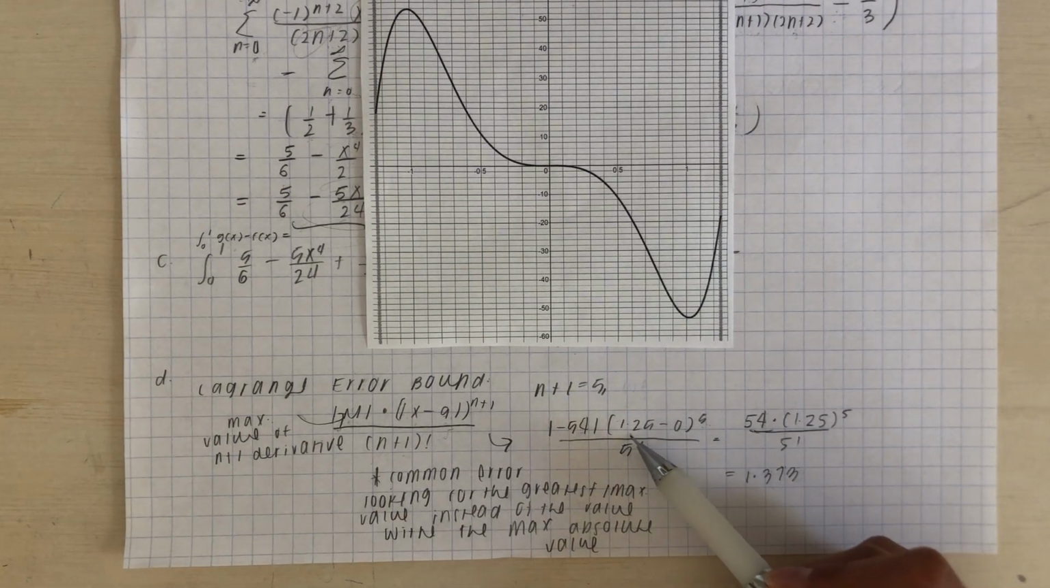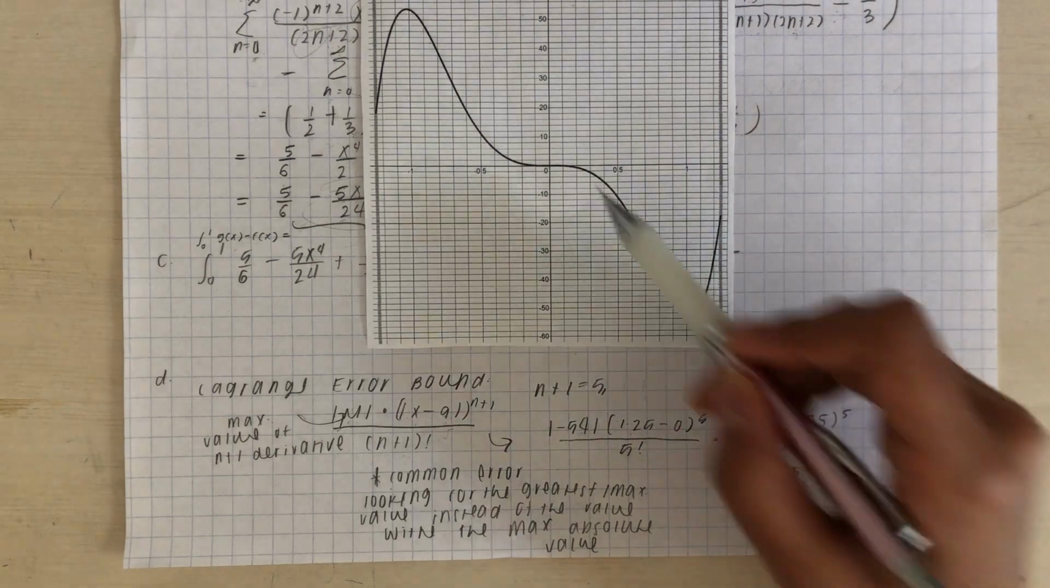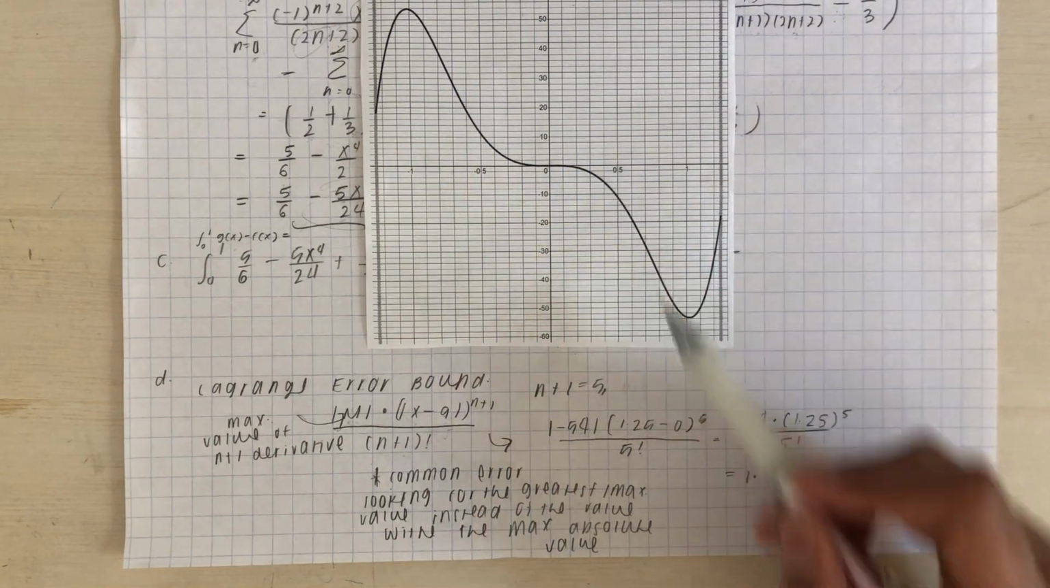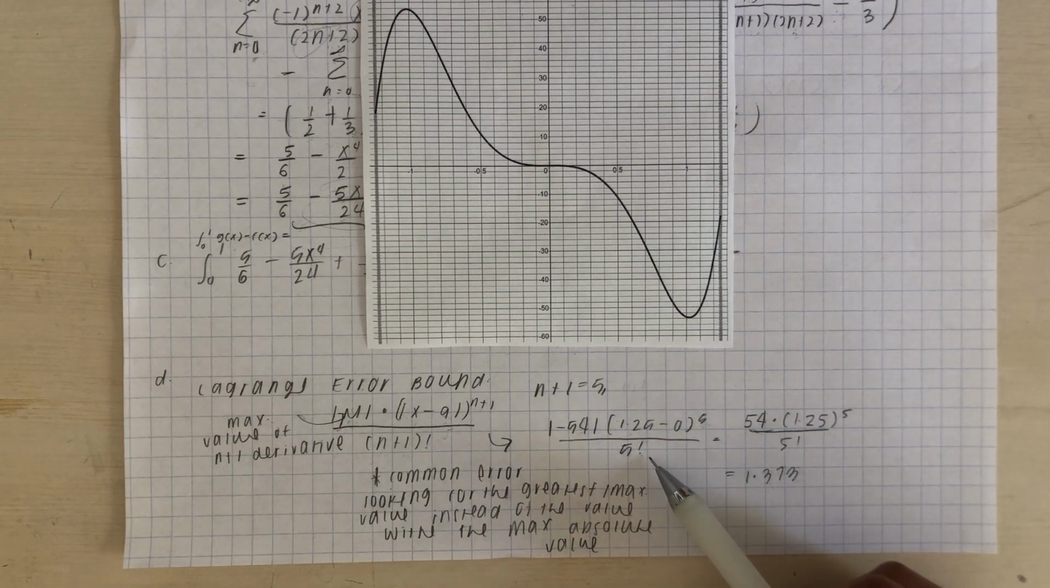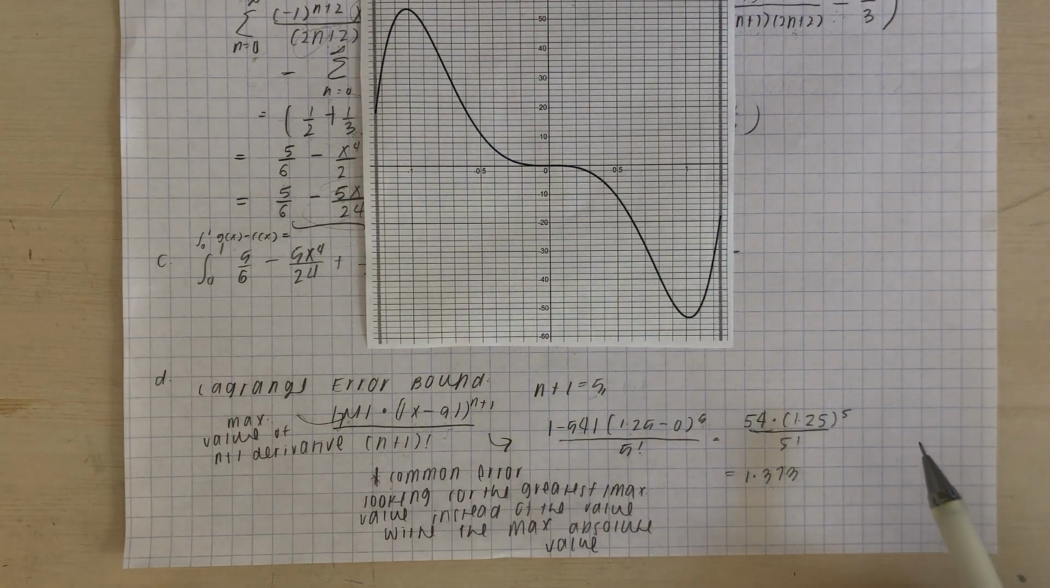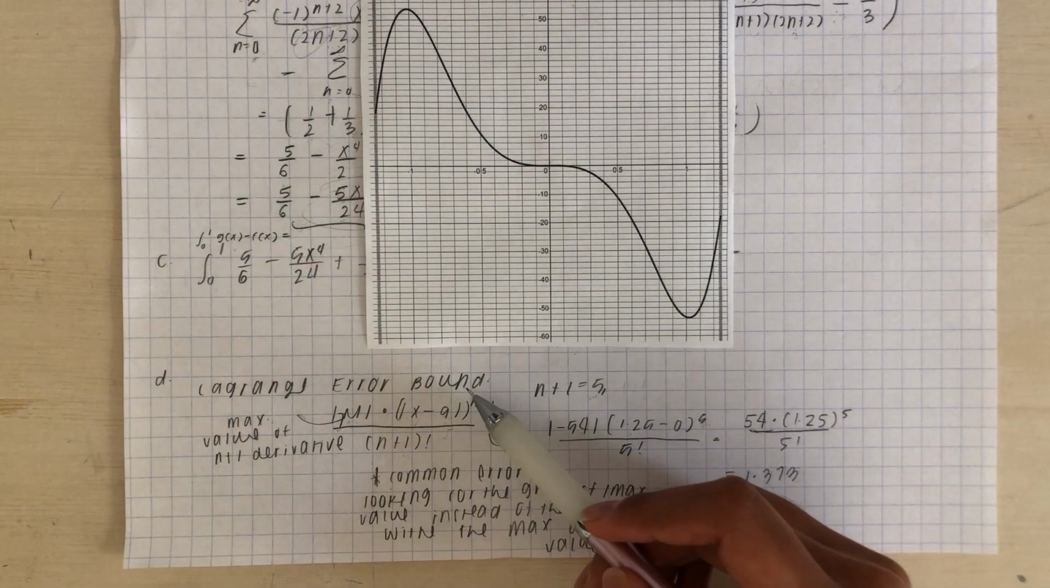And then we know that 1.25 is the furthest point from our center at 0, so we're going to do 1.25 minus 0 to the power of 5, and we're going to divide that by 5 factorial because, as mentioned previously, n plus 1 is going to be equal to 5. And then, since this problem is allowed a calculator, we will just plug this whole value into our calculator to get a final error of 1.373. And that's how we would find the error of this polynomial using the Lagrange error bound.